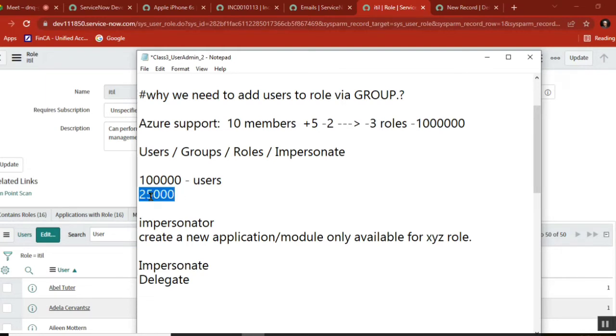And also, let's say this number is crossed and some 500 users are added. What can we do? We need to analyze again: is there any inactive user or inactive group? There is a group which has been inactive for the last 3 months, and it is not being used in the system. This group has 50 people. We can take a decision to remove this group from the ITL role.